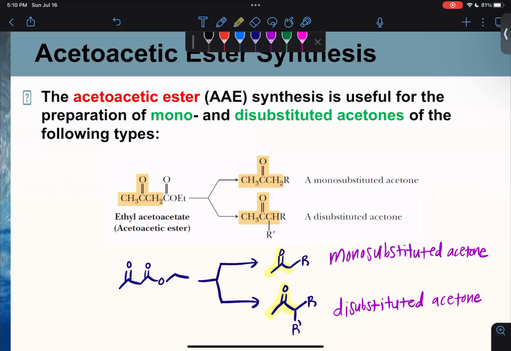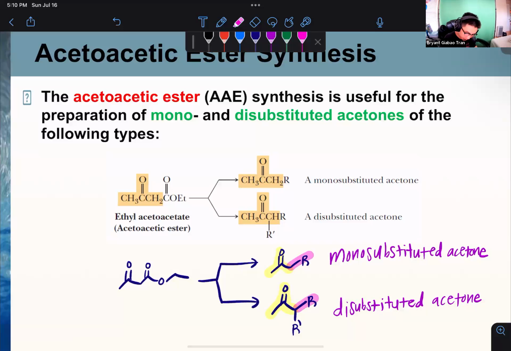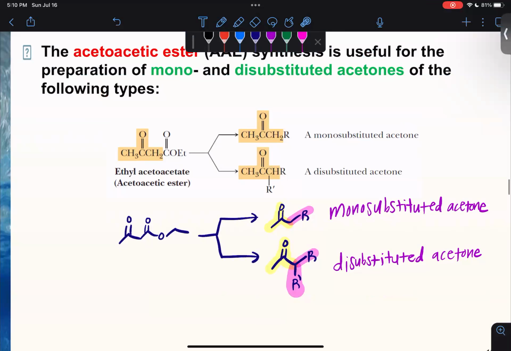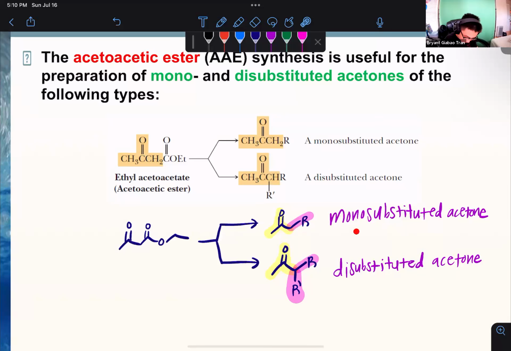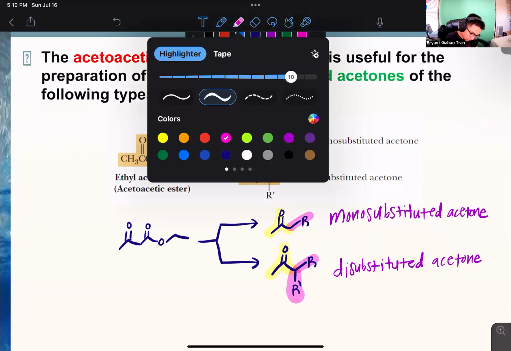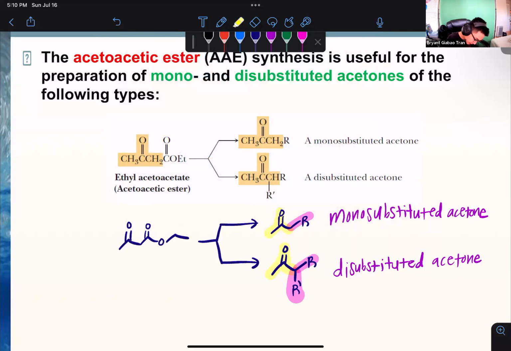We could either have a mono-substituted acetone with only one R group or a di-substituted acetone with two R groups right there. So when we do this reaction, it'll always be acetone and then the group that you add. And this will come from acetoacetic ester. So the aceto means this two-carbon group right there, and it could be any ester. So let me write this down.